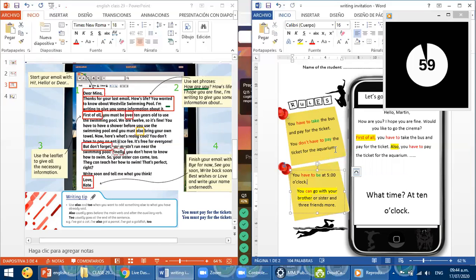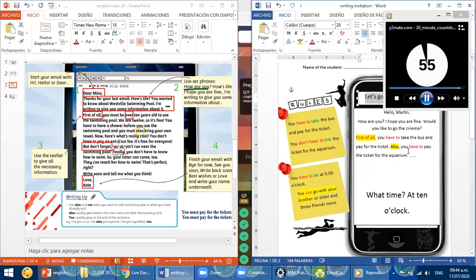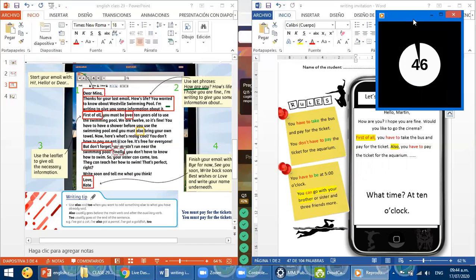Hector Solis, please. Hector, please read your composition, okay? The rules, and then the email, please. Teacher, a mí me falta lo de emails. Okay, read the rules, the things you finished, okay? Yes. You have to take the bus and pay for the ticket. You have to pay the ticket for. You have stop at 6 o'clock. You can with a brother. Un ratito, teacher, lo voy a bajar.